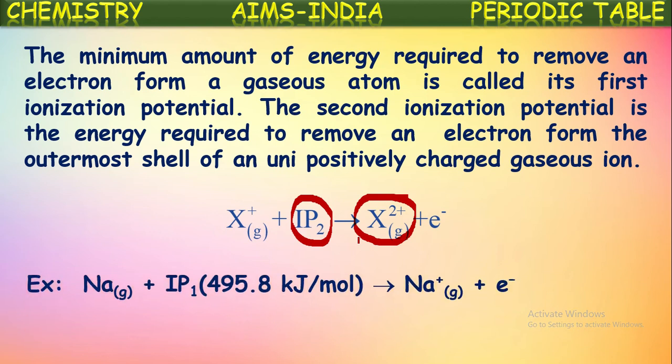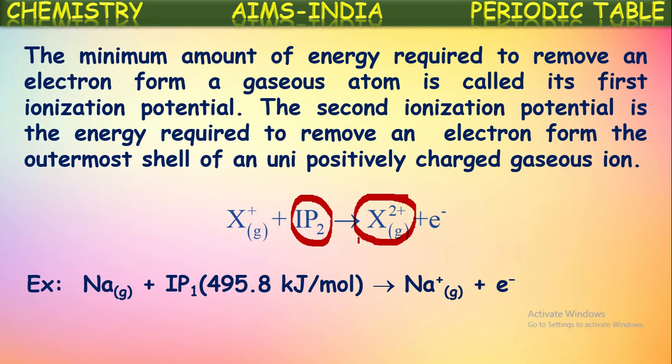For example, if you see sodium, if we supply 495.8 kilojoules per mole energy, then sodium loses one electron from its outermost shell and converts into a uni-positive ion. So this 495.8 kilojoules per mole energy is called its first ionization potential.